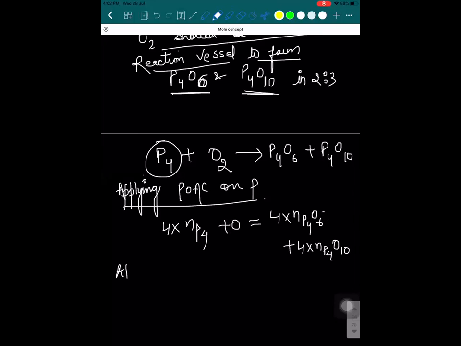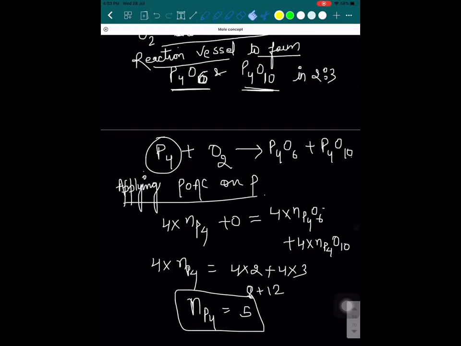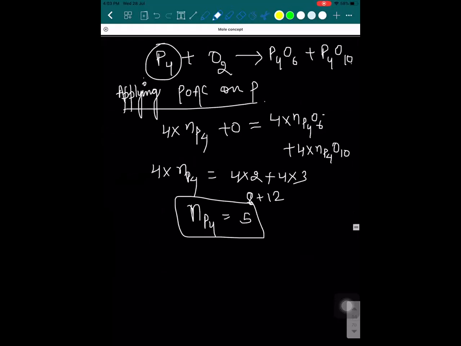Let's say applying, 4 into number of moles of phosphorus, we have to calculate. Number of moles of P4O6 is how much? 2, plus 4 into P4O10 which is 3. So 4 into 2 is 8, plus 12, that is 20. So number of moles of phosphorus is coming out to be what? 5, isn't it? We got 50% of the question.